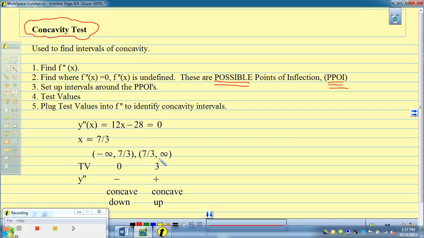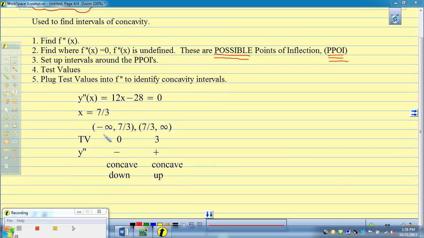Now we will set up our intervals around 7/3, pick a test value in each of the intervals, and evaluate that test value in the second derivative. From negative infinity to 7/3, we get a negative value when we plug in 0. When we plug in 3, we get a positive value. So that means the original function is concave down on the interval from negative infinity to 7/3, and concave up from 7/3 to infinity.